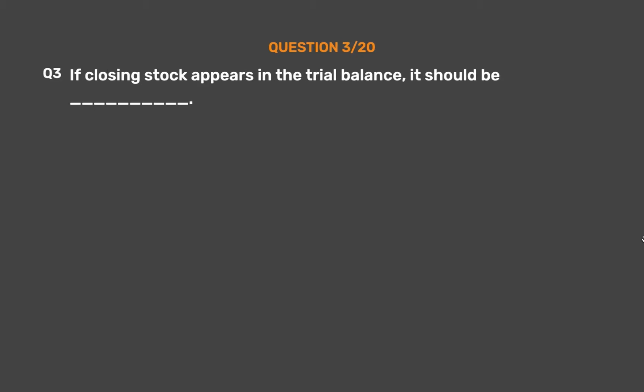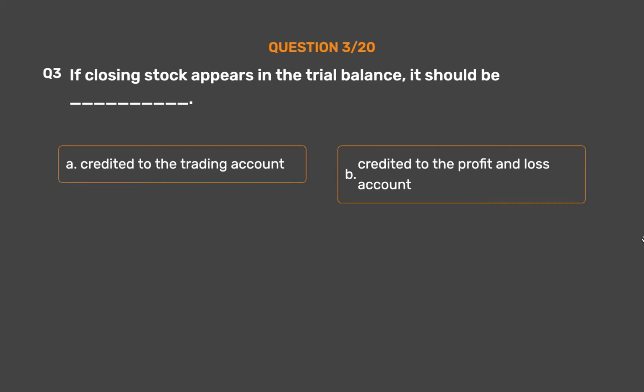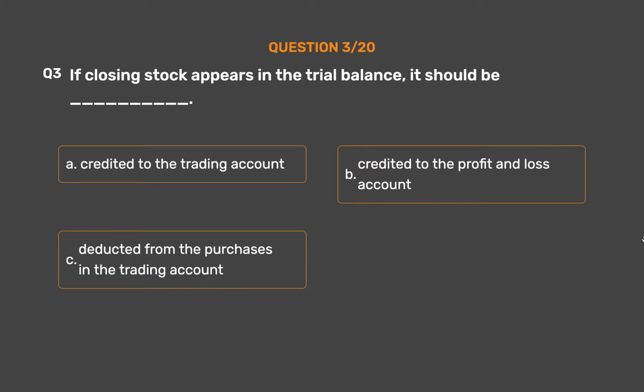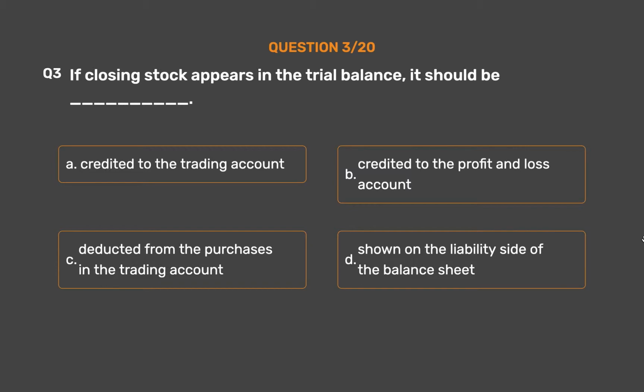Question number 3. If closing stock appears in the trial balance, it should be underscore. Option A. Credited to the trading account. Option B. Credited to the profit and loss account. Option C. Deducted from the purchases in the trading account. Option D. Shown on the liability side of the balance sheet. The correct answer is Option A. Credited to the trading account.